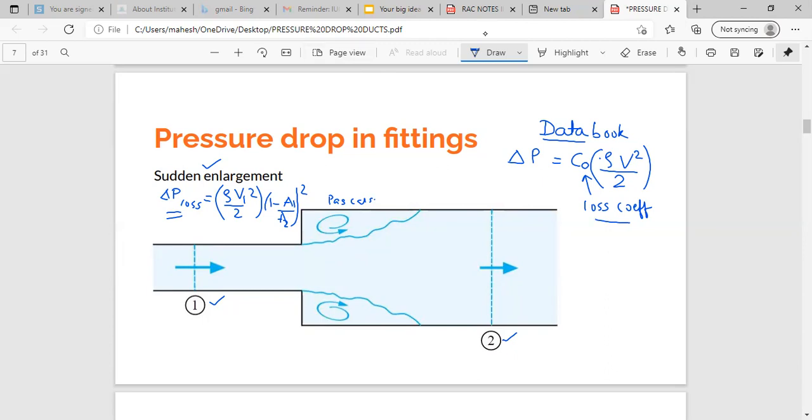This equation which I used has a special name. It is just for academic interest: it is known as the Borda-Carnot equation. You will find this equation in fluid mechanics textbooks. So just remember that we can use this equation for calculating pressure drop in the fittings, like when there is a sudden enlargement.